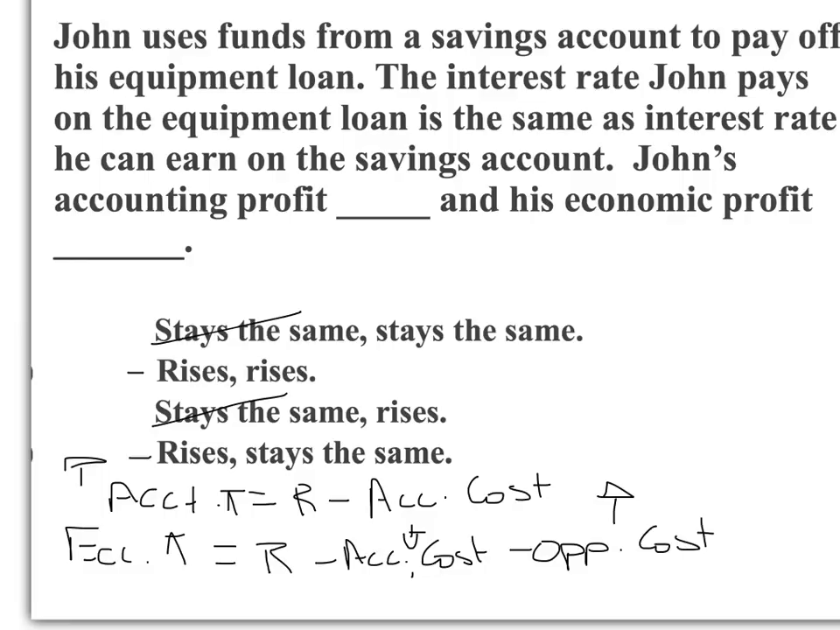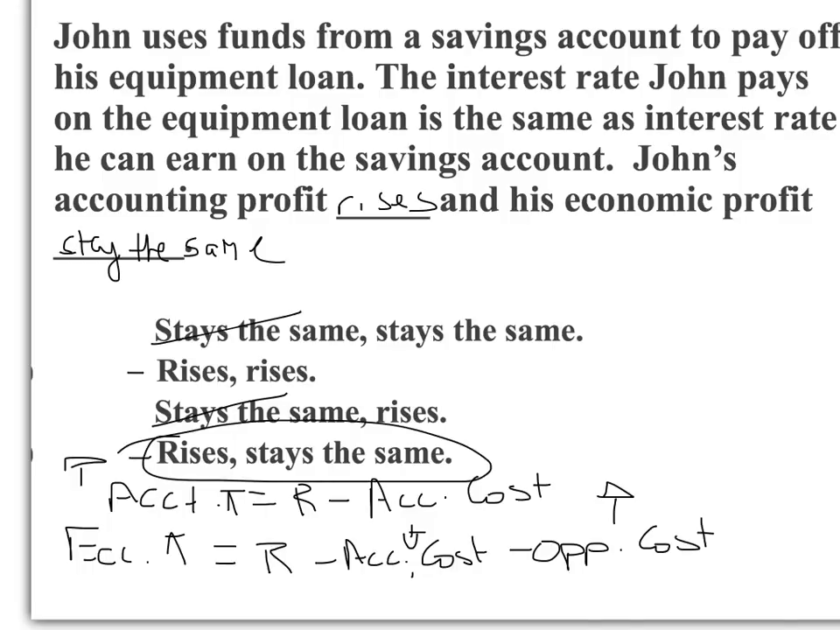So in that case, the reduction on the accounting cost will be $30, and the increase in the opportunity cost is exactly the same because the interest rate that he earns on the savings account is exactly the same. So what happens here then is that the accounting profit rises because of that, but the economic profit stays the same since the opportunity cost that he has is the same as the reduction on the loan. So the answer to this question is this one.